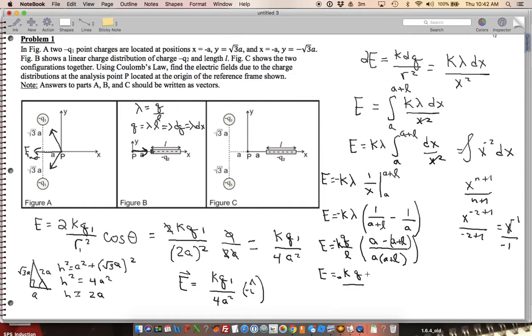Now the A's cancel, but I'm left with a negative L. This A cancels with this A, but this negative distributes through to the L, so I get the negative L, and then over A plus L. And I have an L over here too, that I bring down. So my negatives cancel, and then my L's cancel. And I'm left with E equals K Q over A plus L. Let's see if that seems right from my notes.